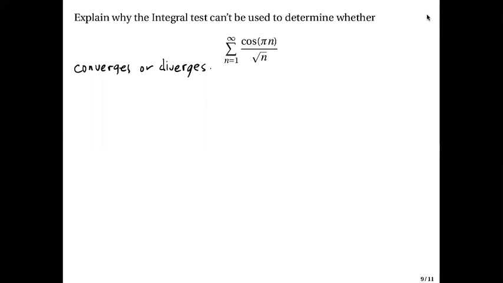So since cosine pi n is either 1 or negative 1, it is 1 when n is even, and it is negative 1 when n is odd.